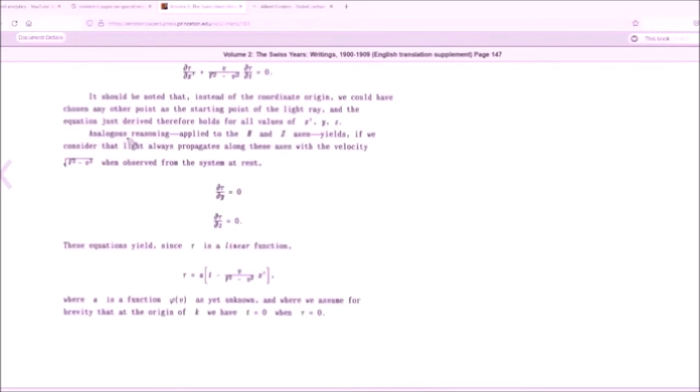If we substitute for x prime its value, we obtain that the perpendicular axis is supposed to be equal to the perpendicular axis at rest. Analogous reasoning applies to the y and z axes. If we consider that light always propagates along these axes with the velocity square root of V squared minus v squared when observed from a system at rest, let us try to make sense of that. Now we have a system at rest here.